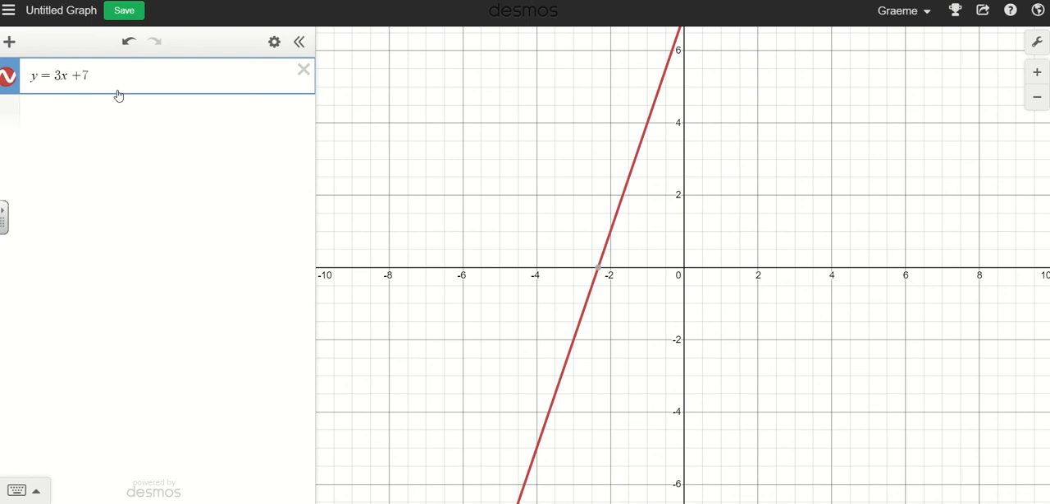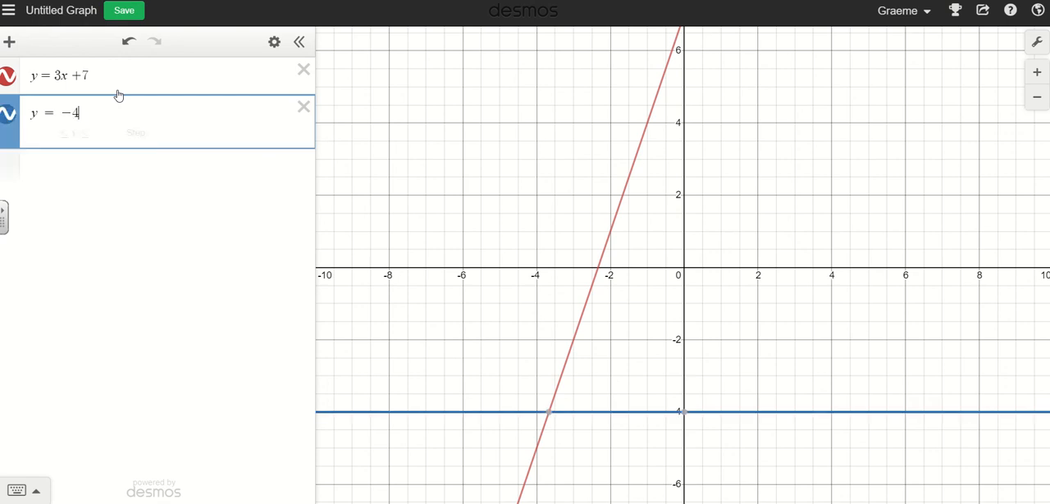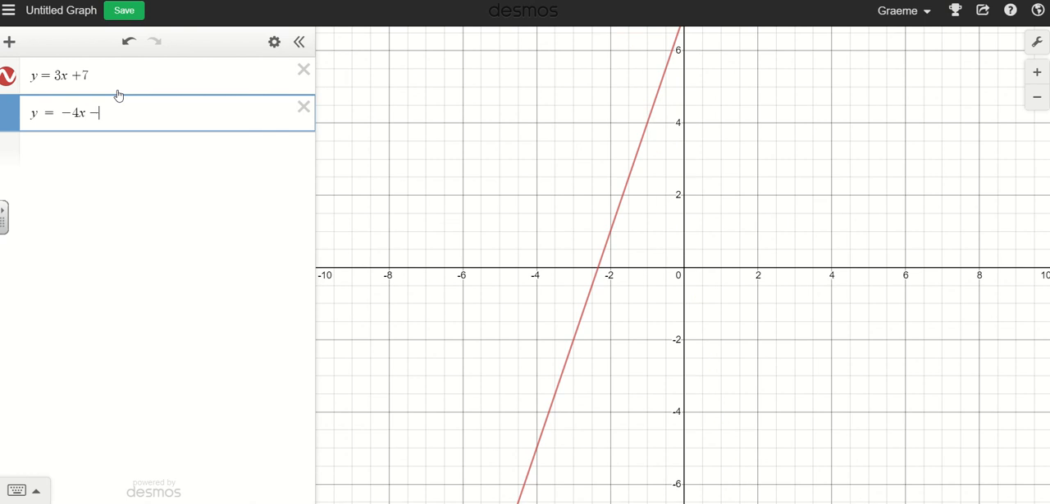So let's say I have y equals 3x plus 7. Y equals negative 4x minus 9. Desmos allows me to click on the intersection point, and although this one isn't very pretty, it's accurate. And again, the red indicates the red line, the blue indicates the blue line.